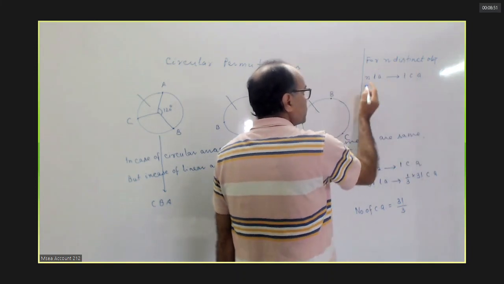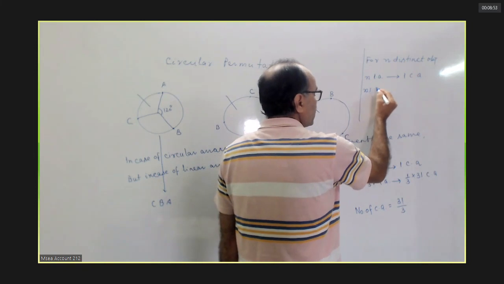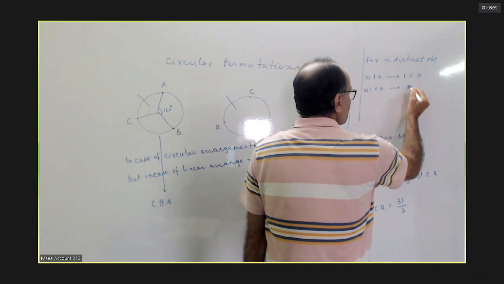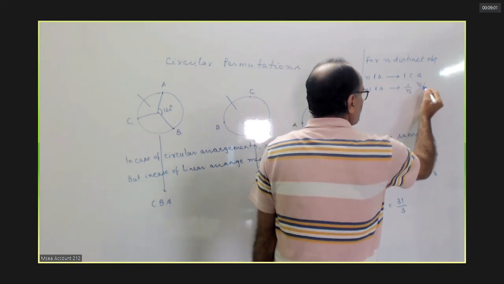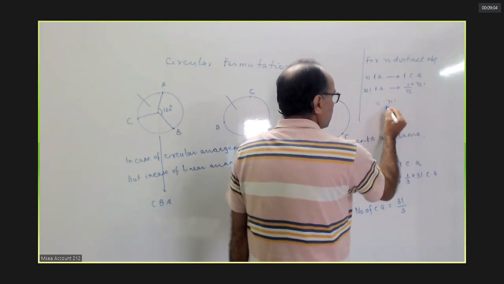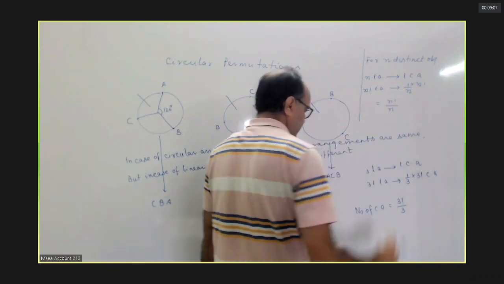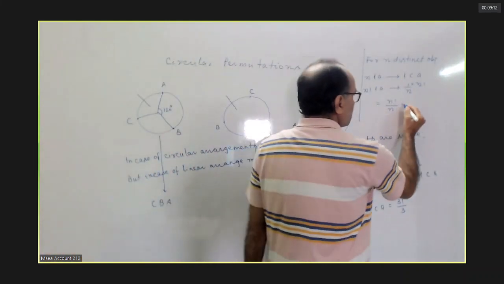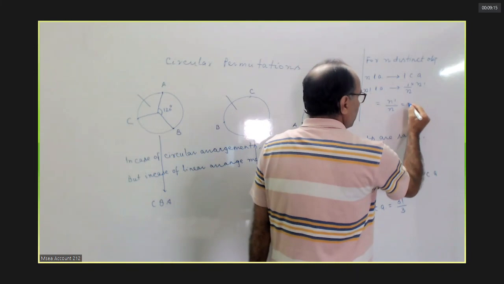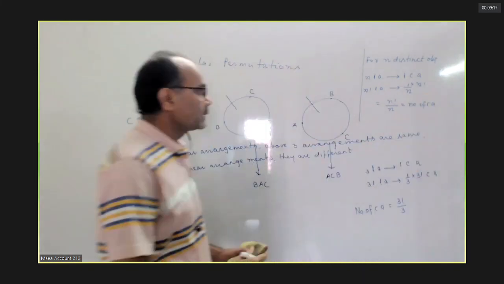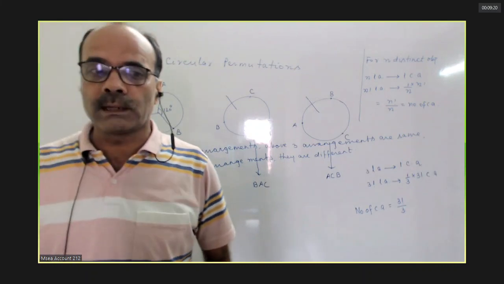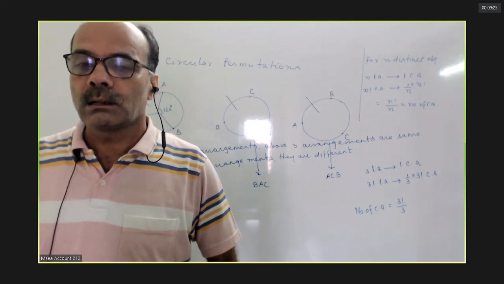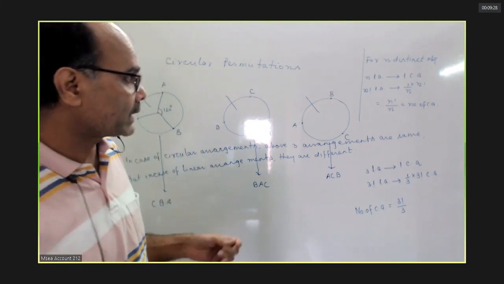N distinct objects can be arranged linearly in n factorial ways. So the number of circular arrangements equals n factorial by n. So the number of ways we can arrange n distinct objects in a circle is n minus 1 factorial.